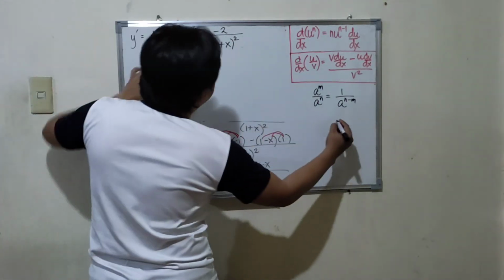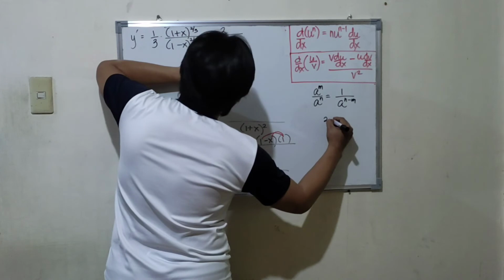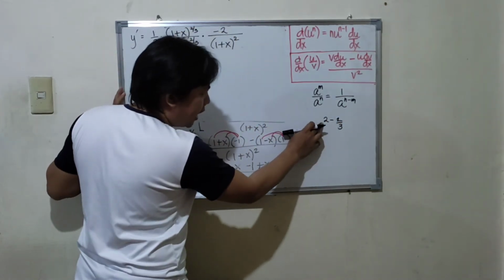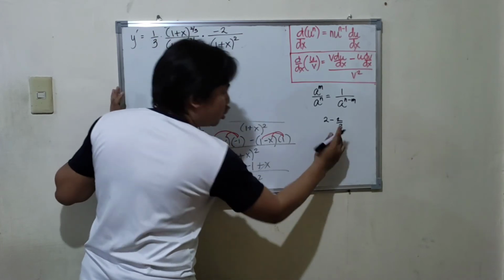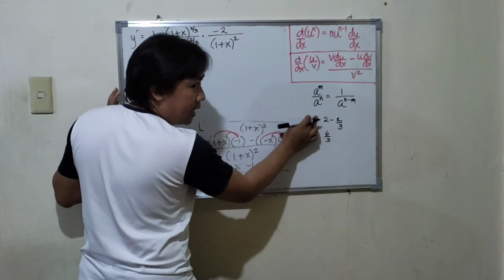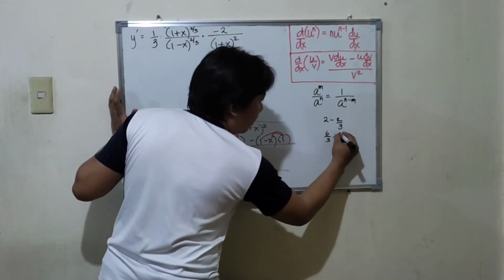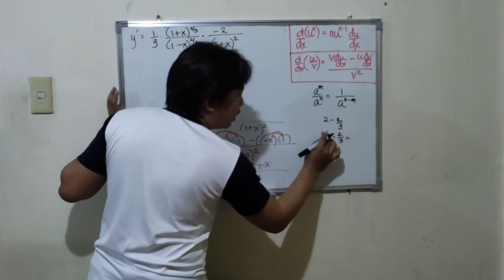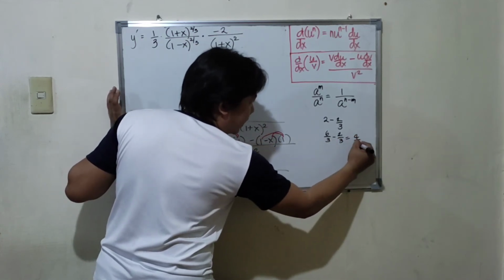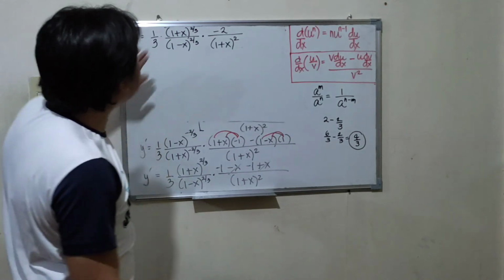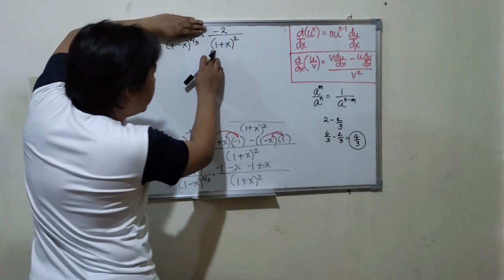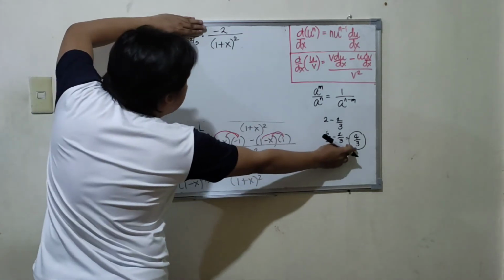Okay, so we subtract: 2 minus 2/3. Express 2 with a denominator of 3, so that is equivalent to 6 over 3. 6 divided by 3 is 2. So 6 over 3 minus 2 over 3 is 4 over 3. Okay, so this is now the new exponent. Then 1 plus x will be in the denominator, and the exponent is 4 over 3.